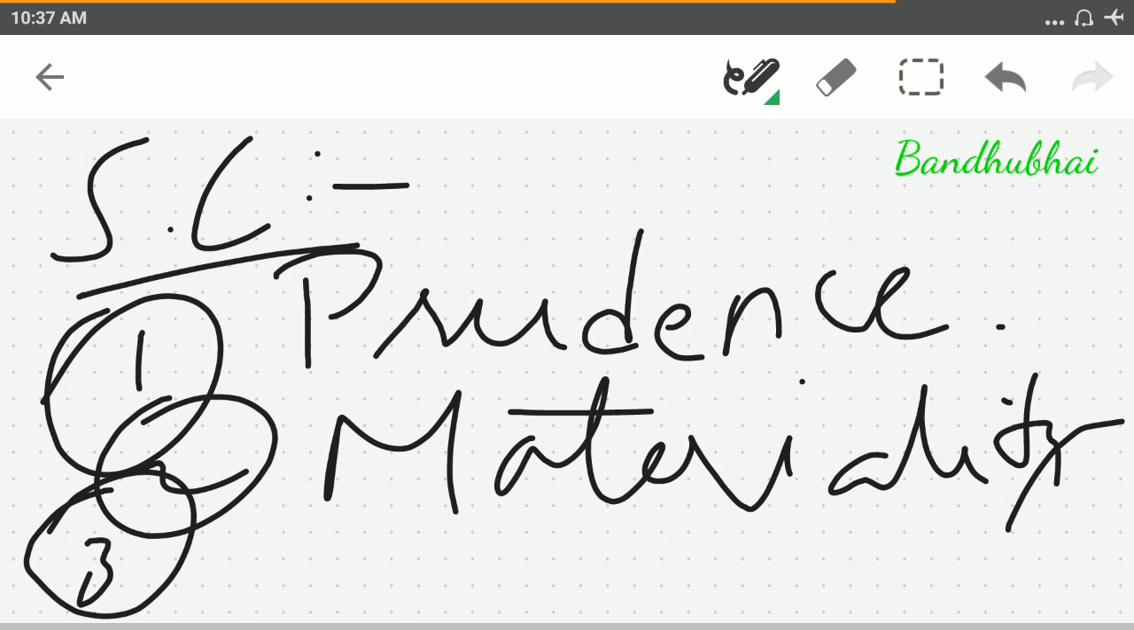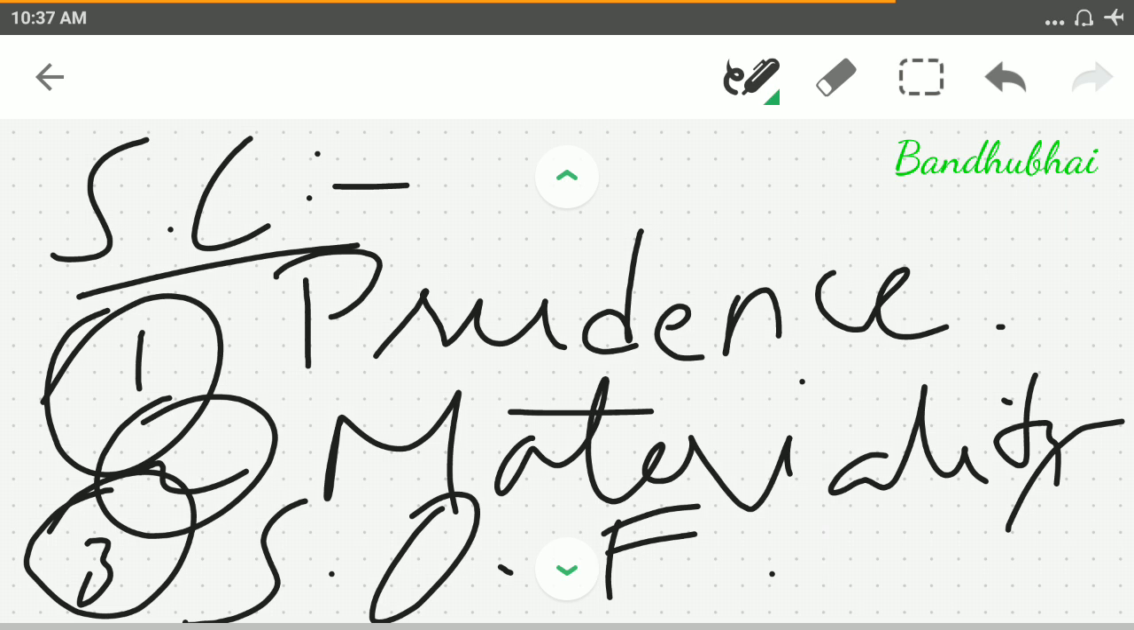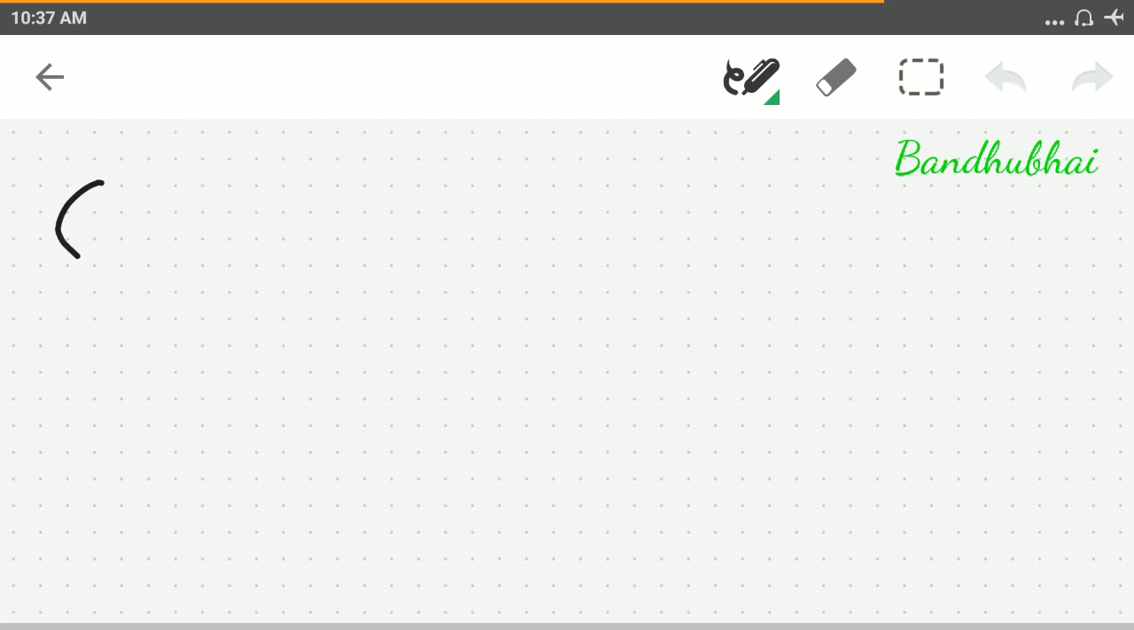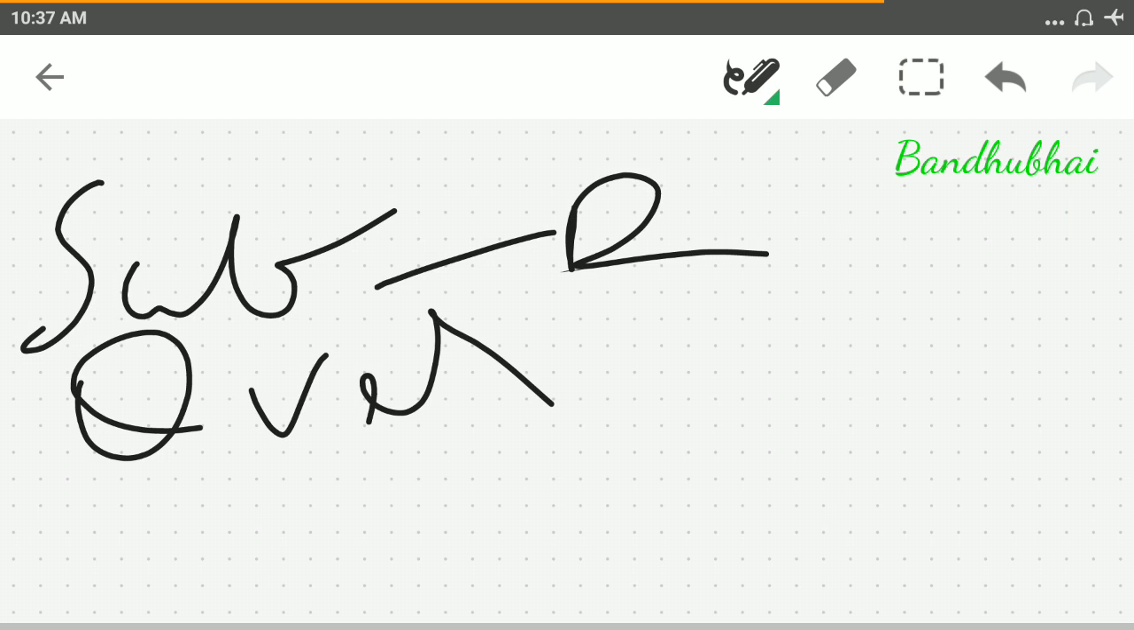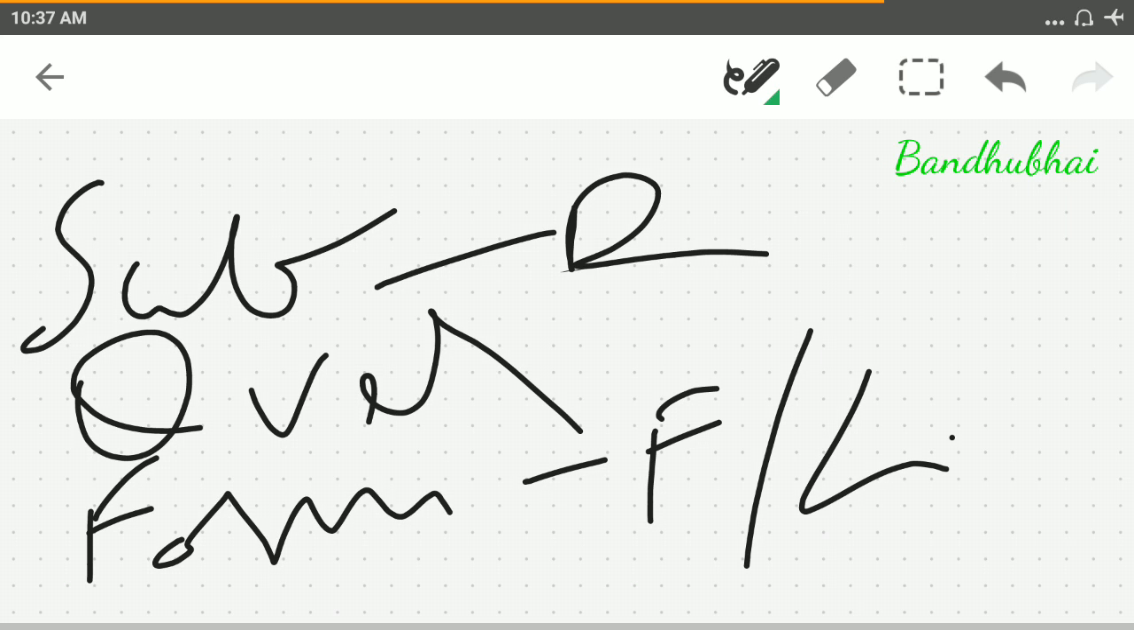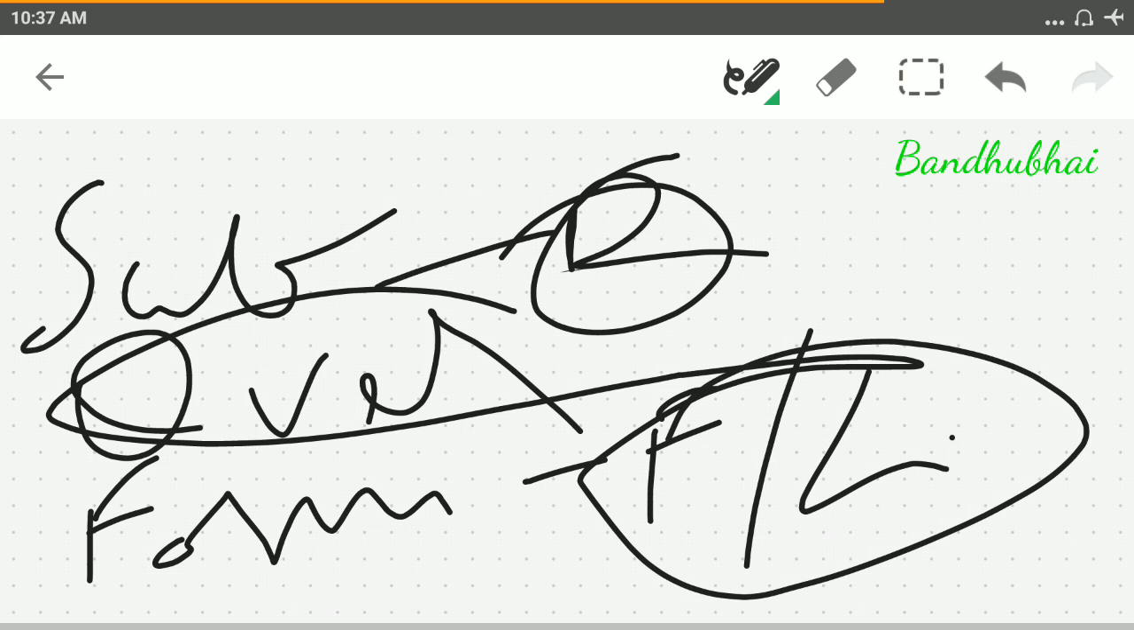And the third is substance over form. So what is substance over form? Substance stands for reality over form, formality or legality. Reality over legality. This would be better understood with an example.